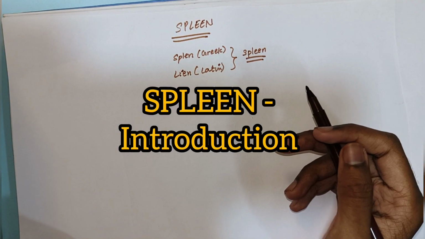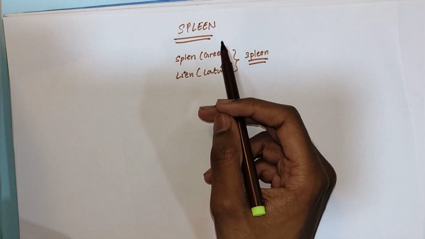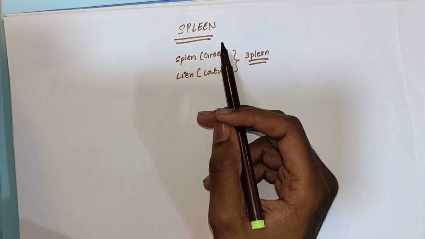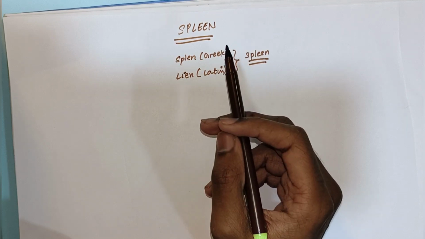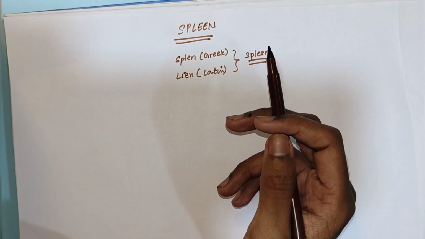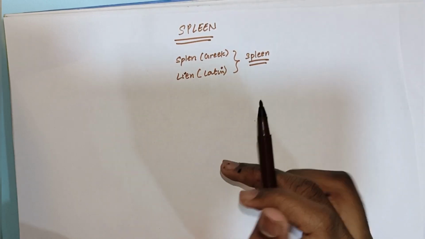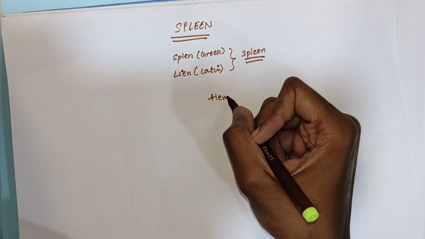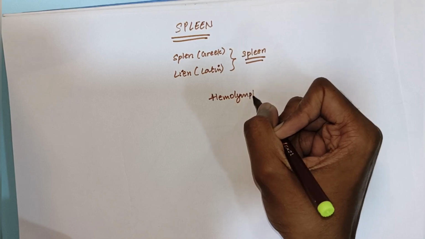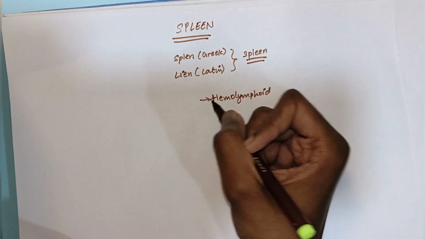Hello everybody. In this video we'll be speaking about spleen and we'll be discussing the gross anatomy of spleen in a nutshell. We should be aware of the fact that spleen is the largest hemolymphoid organ in the body.